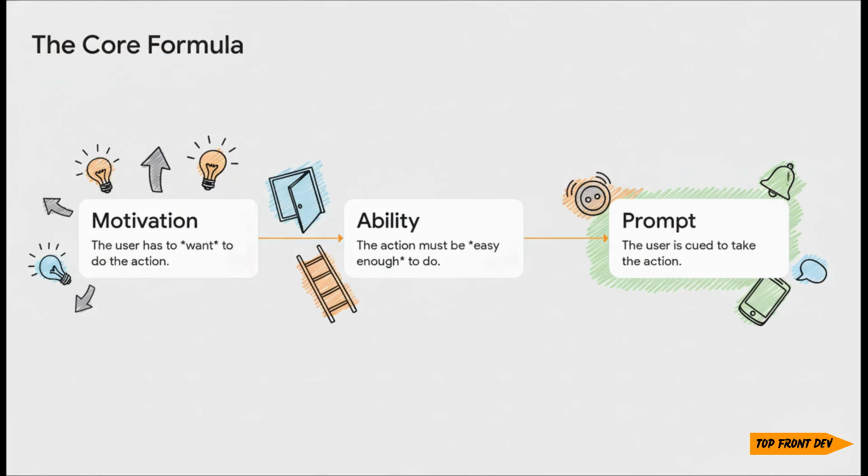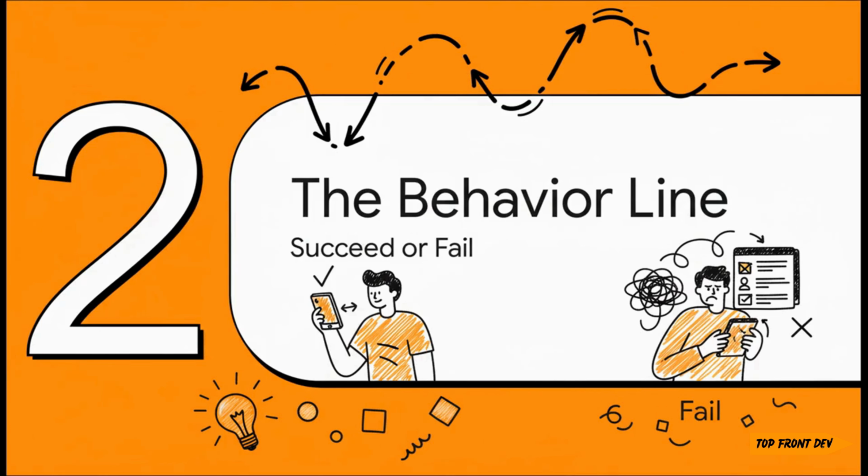Let's break down the formula. It's super easy to remember. B equals MAP. Behavior equals motivation, ability, and prompt. So first, motivation. The user has to actually want to do the thing. Second, ability. It has to be simple enough for them to do it without thinking too hard. And finally, the prompt. There has to be a trigger, a button, a notification that tells them, do it now. If even one of those is missing, the whole thing falls apart. No action.